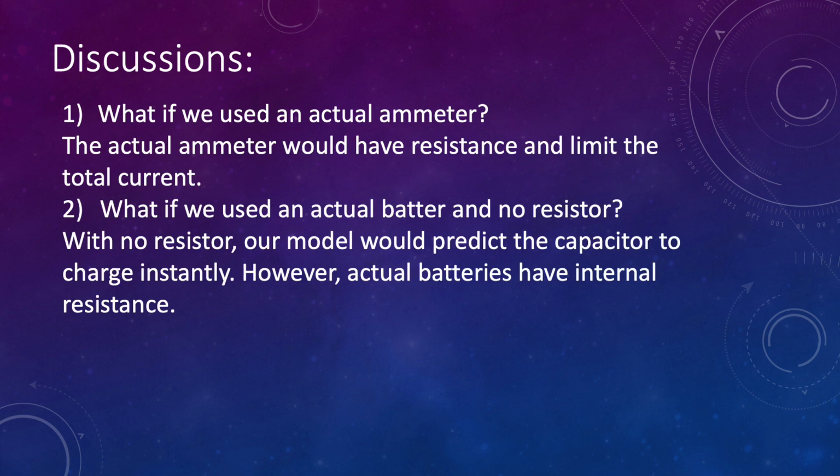Last but not least, we have some discussions. First, what if we use an actual ammeter? The actual ammeter will have resistance and limit the total current. Second, what if we use an actual battery and no resistor? With no resistor, our model will predict the capacitor to charge instantaneously. However, actual batteries have internal resistance.